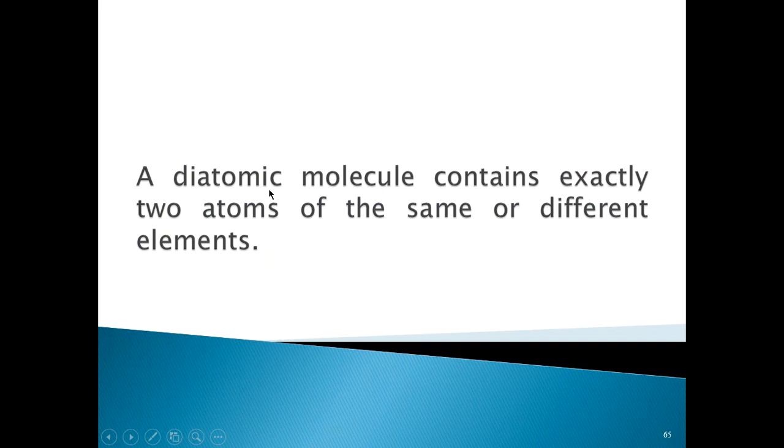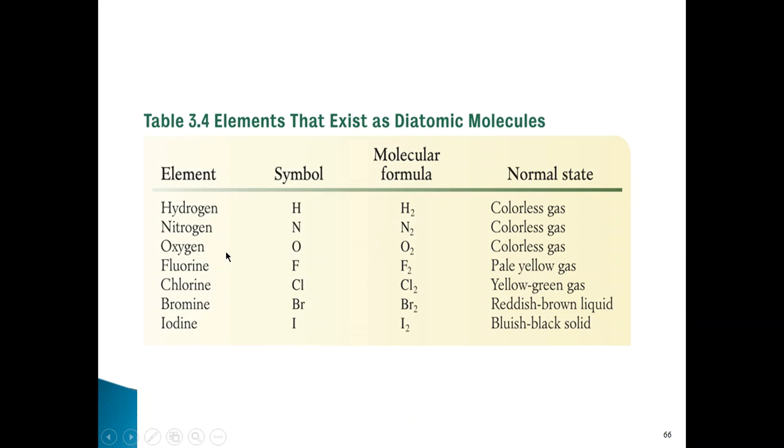But of course, let me go into the definition of diatomic molecules. These are molecules that contain exactly two atoms of the same or different elements. And these are the elements that exist as diatomic molecules. These are the 7 elements that exist as 2 atoms per molecule. You need to memorize these because this is important, especially when you're given a question where information is given about these elements, for example, participating in a reaction and so on. Okay, so make sure that you memorize these 7 elements.